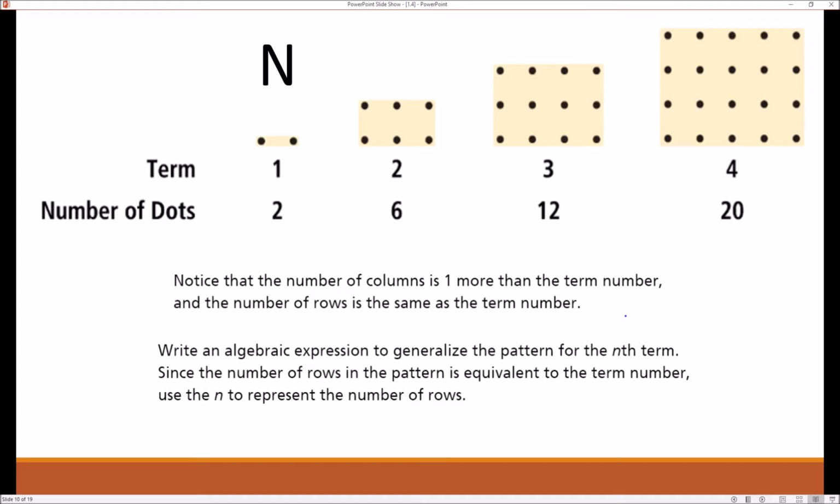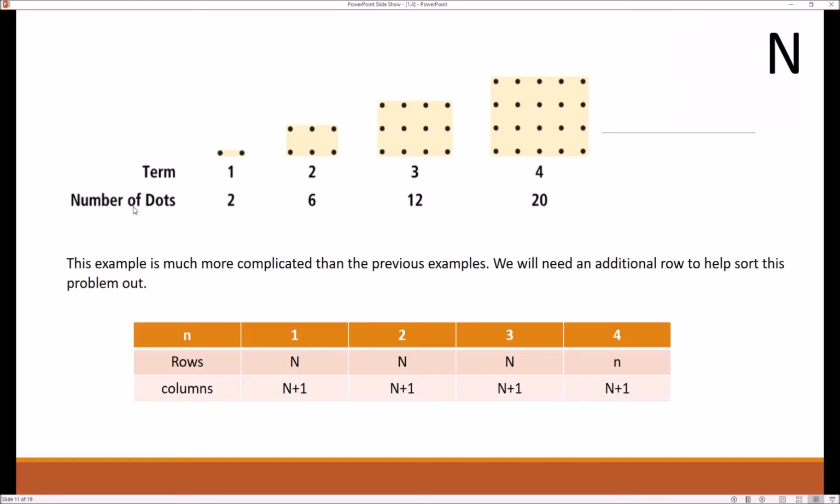Since the number of rows in the pattern is equivalent to the term number, use n to represent the number of rows. So this is going to be our n term, and this is going to be our value. So for n equals 1, my rows are n. They're equivalent. So on 1, I have 1 row. On my second, n equals 2. On term 2, I have 2 rows. Term 3, I have 3 rows. Now this is the complicated part of this.